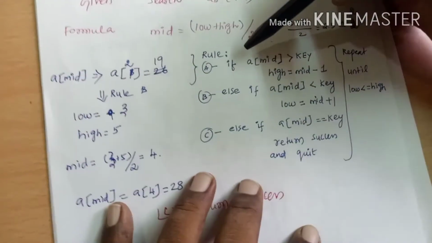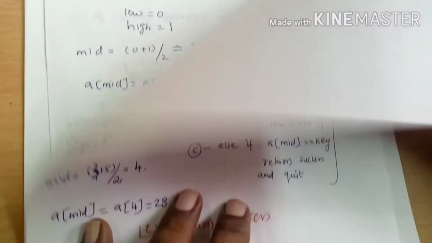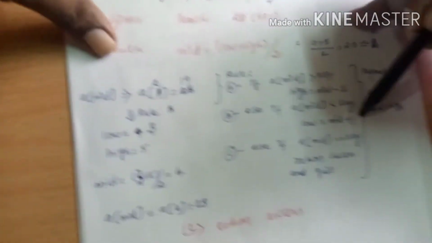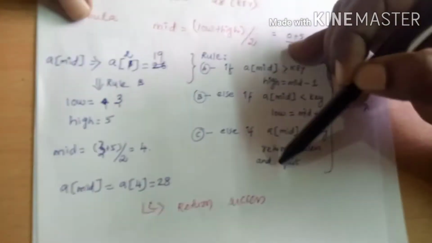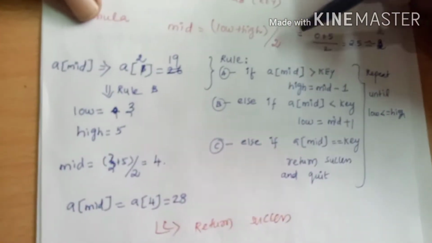Just see this. If A of mid is greater than key, then we adjust high as mid minus 1. If A of mid is less than key, we adjust low as mid plus 1. If A of mid is equal to key, then we say that the element is found. So these are the 3 important rules, which I named A, B and C. Kindly remember this, then only you can apply the algorithm.